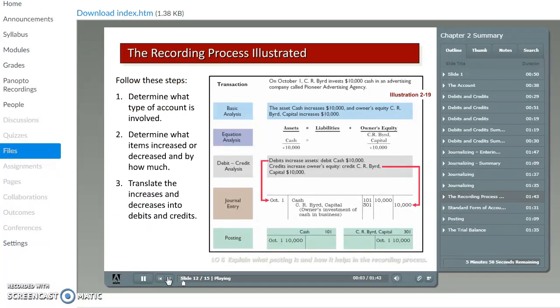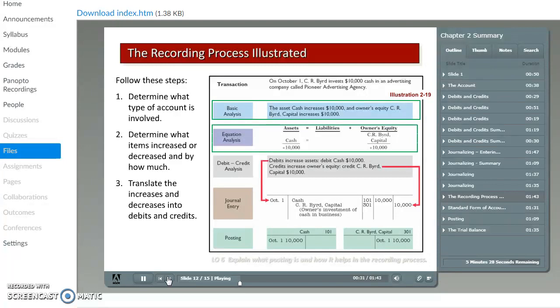This slide shows how the transaction of an owner investment of $10,000 is entered. Follow these steps when recording journal entries. First, determine the 2 or more accounts involved, and if they have increased or decreased. For this transaction, cash and owner's capital are affected, and they both increase. Next, determine what type of account they are: asset, liability, owner's equity. In this example, cash is an asset, and owner's capital is an owner's equity account.